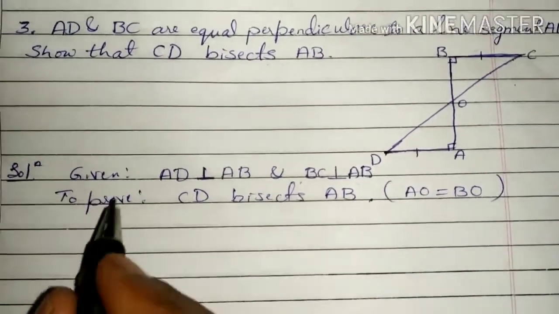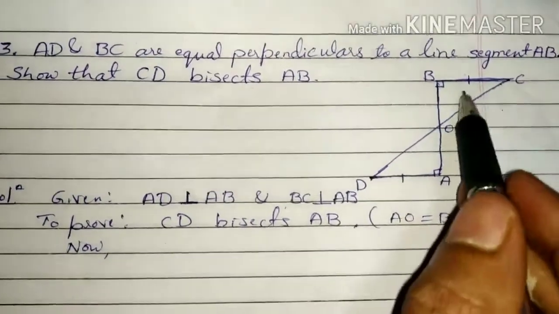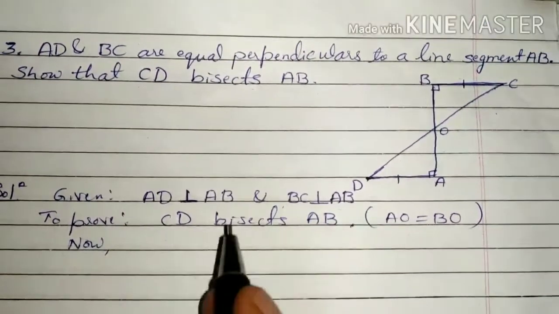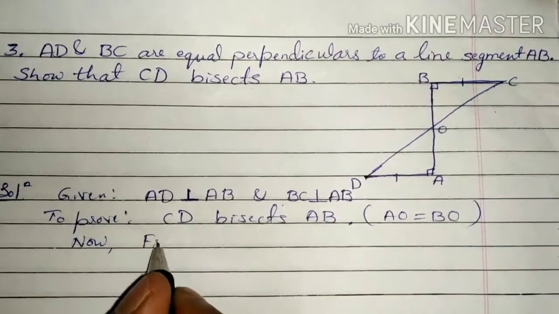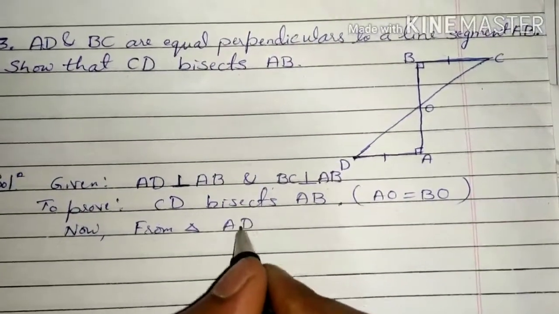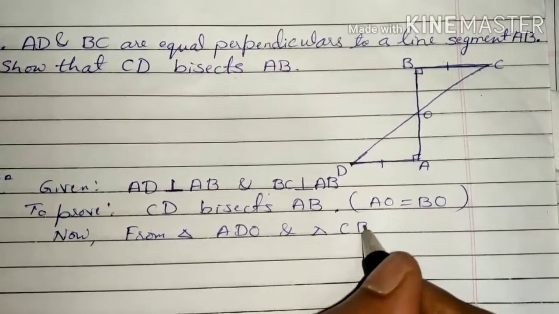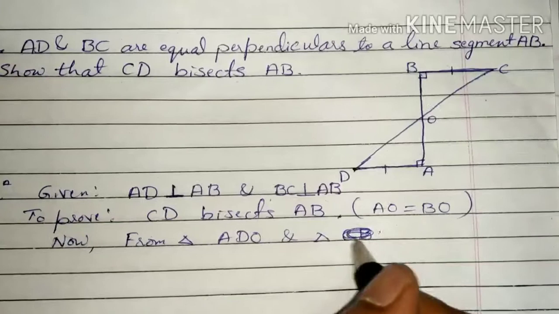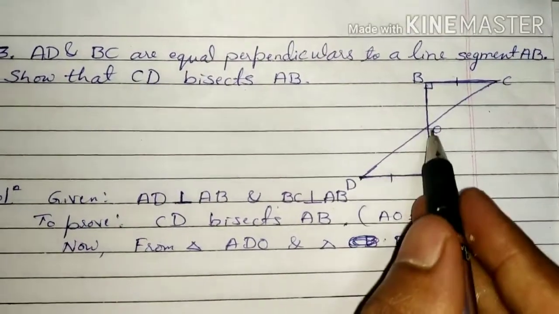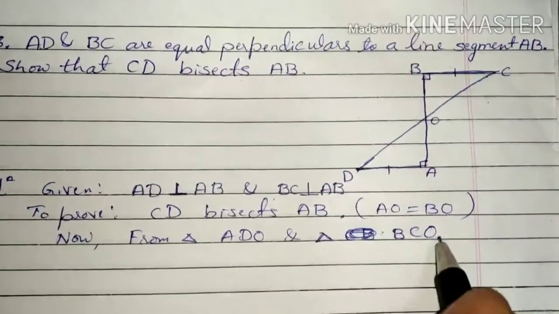Okay, so now let us prove that these two triangles are congruent. Then we can say that corresponding parts are equal. So now from triangle ADO and triangle BCO. Okay, we'll take in order. ADO and BCO, two triangles from triangle BCO.